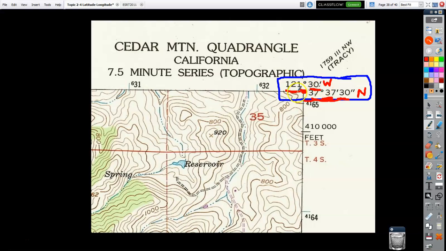And then what you would do, if you wanted to see how the minutes change: right here, it's 121 and 30 minutes. Right here where this dash is, 32 minutes. So it'd still be the same degrees. You would say 121 degrees and 32 minutes. Then if I go this way, 121 and 31 minutes. So I'm going lower in the minutes. Same thing when you're looking at latitude. They're going to put the minutes as you go up and down the map.